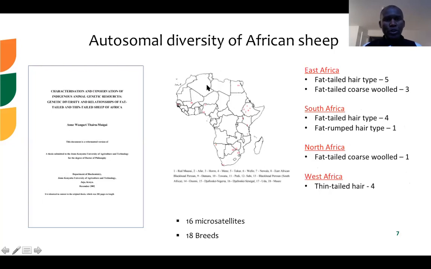When you look at autosomal diversity, several studies have been done as well, but there is only one that is outstanding amongst all of them. And this was the study done by Anne Muigai for her PhD thesis. In this study, Anne Muigai is the only one who looked at genetic diversity and structure of sheep found across the African continent, in the sense that she used breeds from Southern Africa, Eastern Africa, Western Africa, as well as Northern Africa, and she used 16 microsatellites in her study.